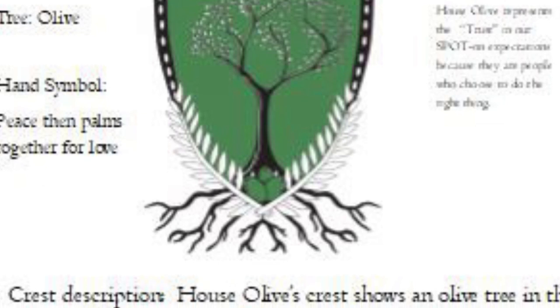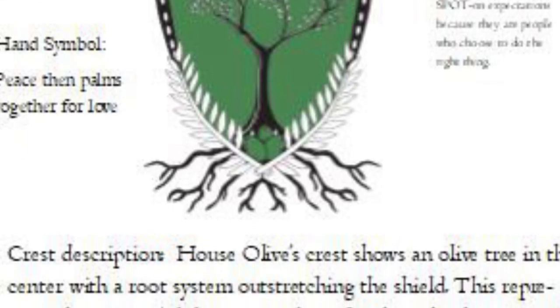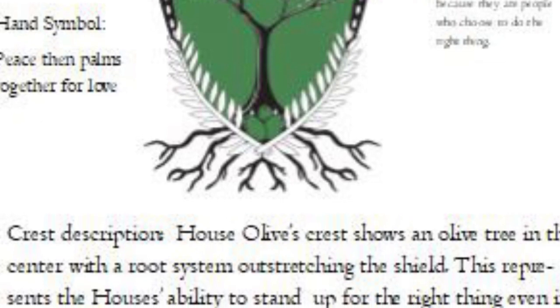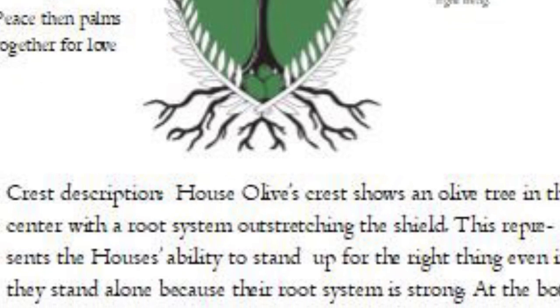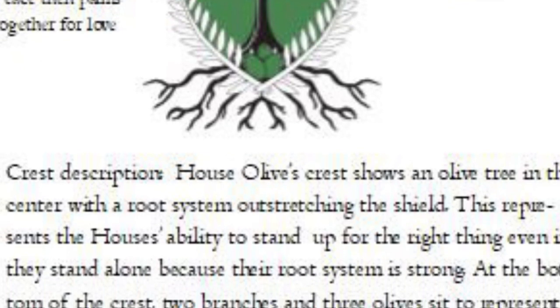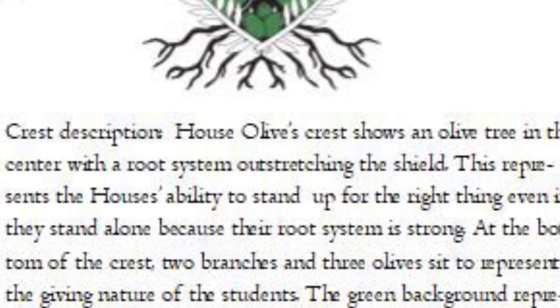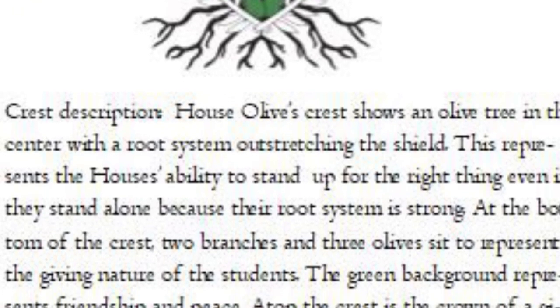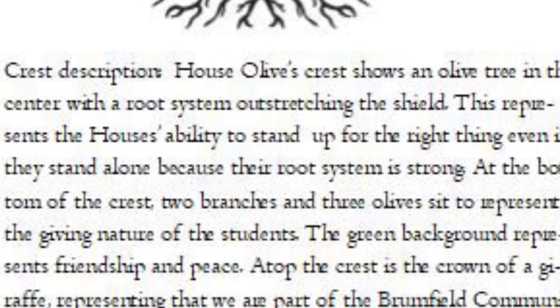House Olive's crest shows an olive tree in the center with the root system outstretching the shield. This represents the house's ability to stand up for the right thing, even if they stand alone. At the bottom of the crest, 2 branches and 3 olives sit to represent the giving nature of their students. The green background represents friendship and peace. Atop the crest is a crown of the giraffe, representing that we are all part of the Brumfield community. So I trust that you're going to give it your best try today.